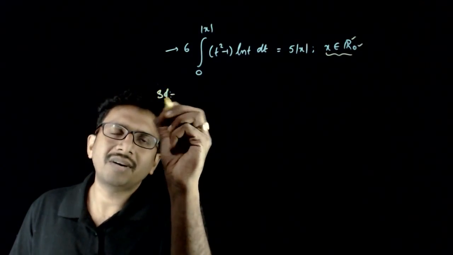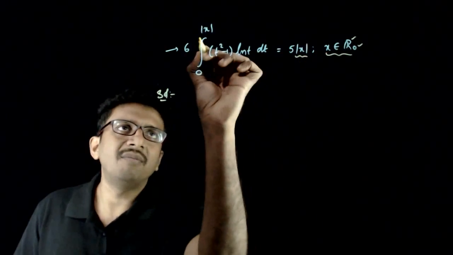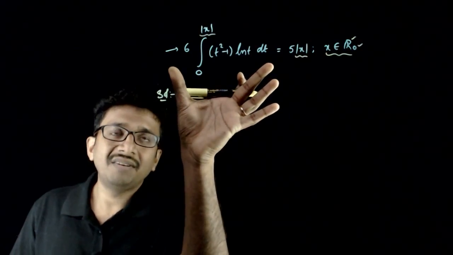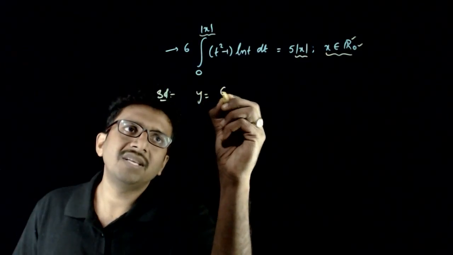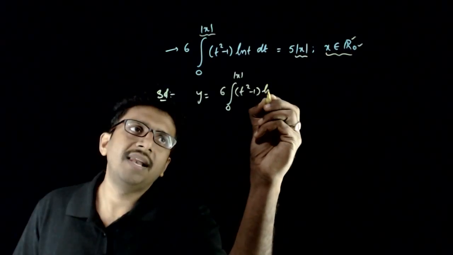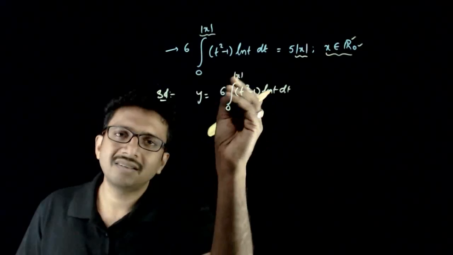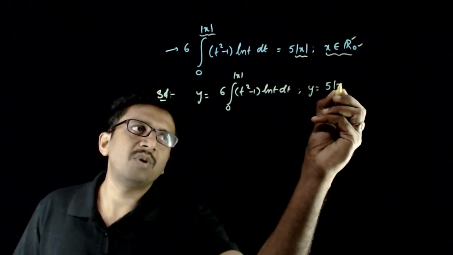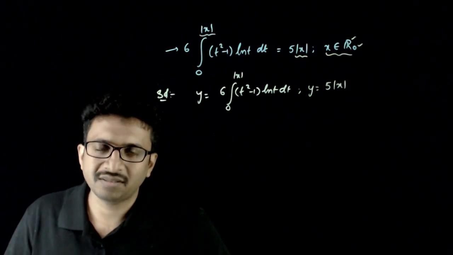I don't try to solve this directly. The first thing that I observe is wherever x is there you have a mod. So this is an even function. This is also an even function. If you take y is equal to 6 times the integration from 0 to mod x of (t square minus 1) ln t dt, this is an even function because if you put x is equal to minus x, this equation doesn't change. Similarly, if you take y is equal to 5 times mod x, this is also an even function. That means the graphs are symmetric with respect to the y-axis.